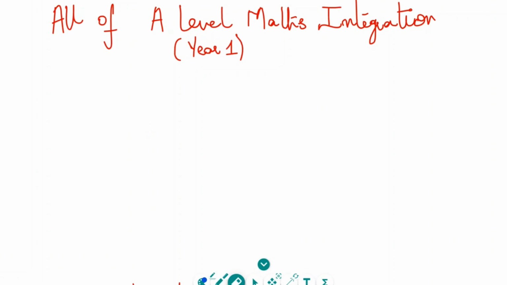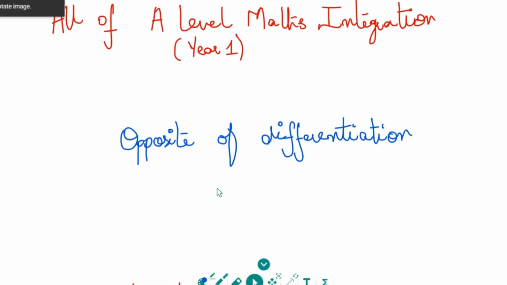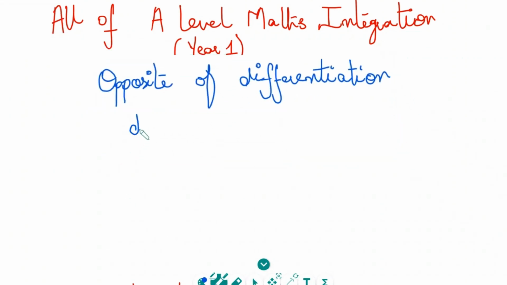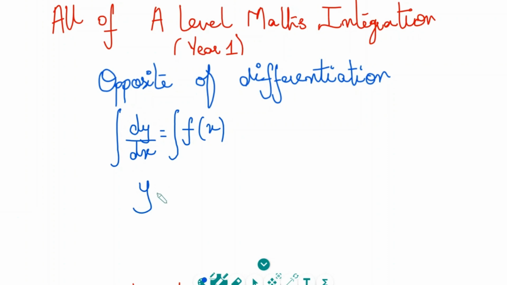Let's start with year 1 integration. Integration is the opposite of differentiation. Now what that means is, if I say that dy by dx is a function of x, and if I were to integrate, this is the integral sign and I put it on both sides, then because they're opposites of each other, this will just lead you to y. So therefore, I can say that the integral of f of x is y. And I'm going to put a dx here as well, which means that I'm integrating with respect to x.